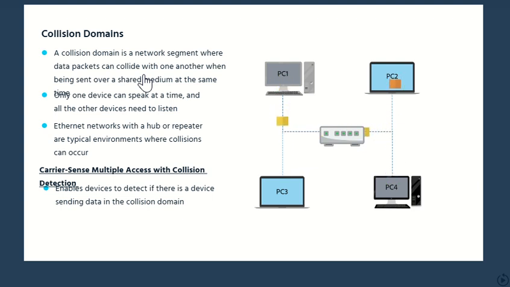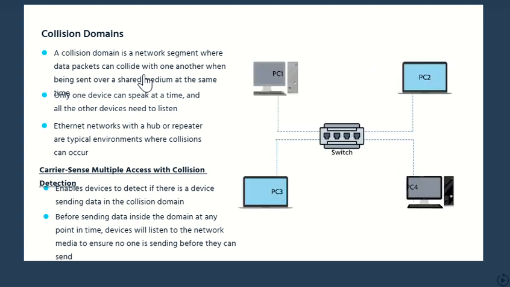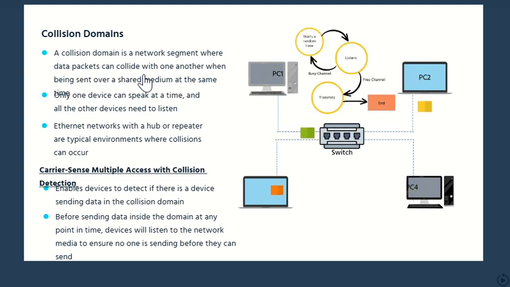Ethernet networks with a hub or repeater are typical environments where collisions can occur, although the use of switches and full duplex configurations can reduce or eliminate collisions. But what if all the computers need to send data at the same time? This can be accomplished using carrier-sense multiple access with collision detection.